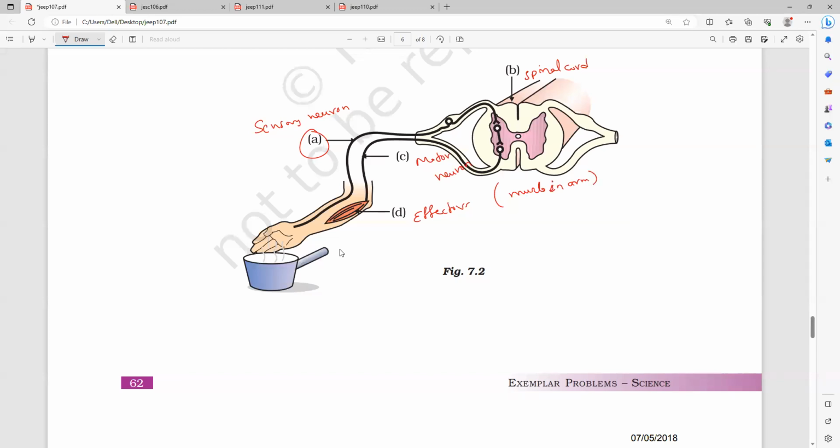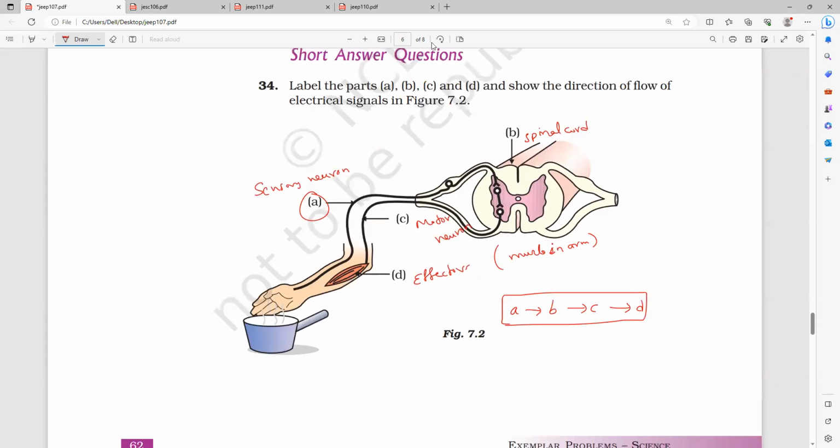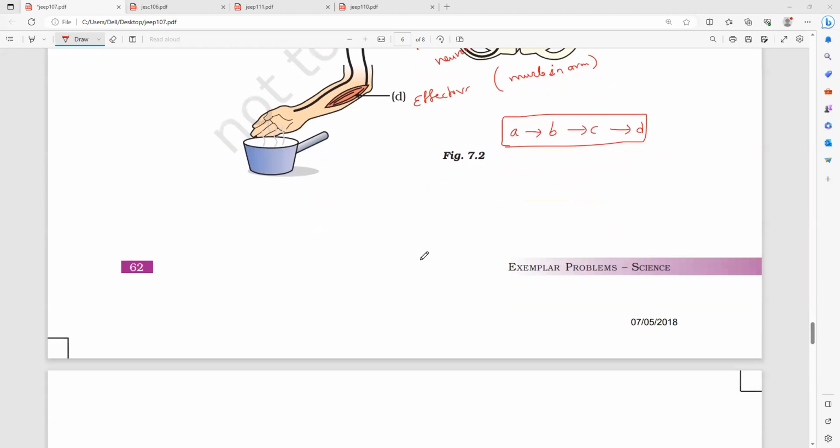So now the direction, they're asking direction also. What is the direction? A to B, B to C, and C to D. So this is the direction of the electrical signals in the given figure. That is also very, very important. I hope you all know this reflex arc and reflex action. This is the example for reflex action. They won't ask you to draw this diagram, but it is a very important one. Many times they used to ask this question.